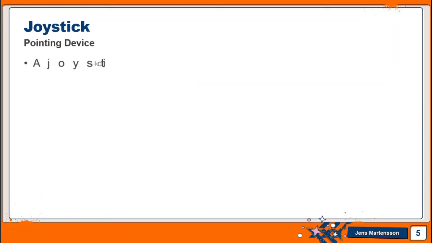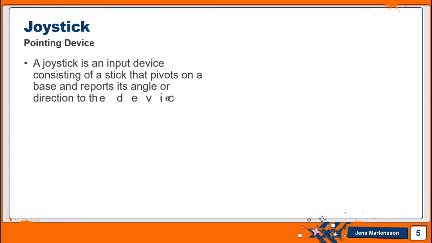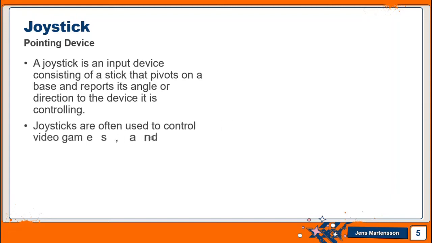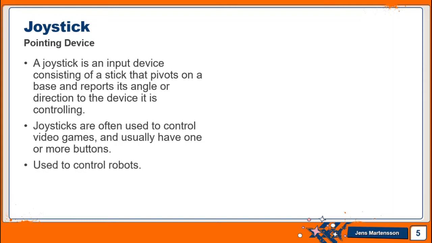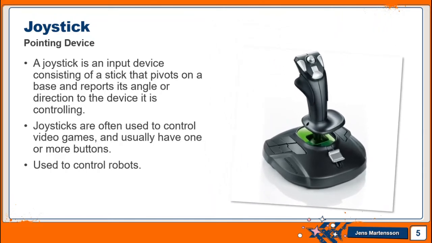Joystick. This is also called a pointing device. A joystick is an input device consisting of a stick that pivots on a base and reports its angle or direction to the device it is controlling. Basically, a joystick is used to play games. They usually have one or more buttons. It's also used to control robots. You can see that is a joystick.